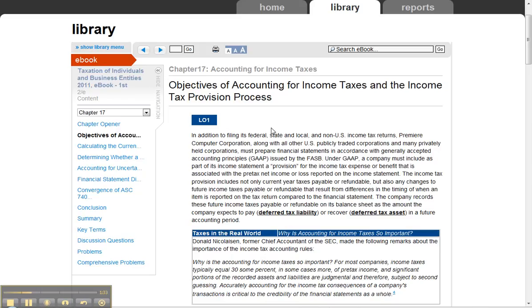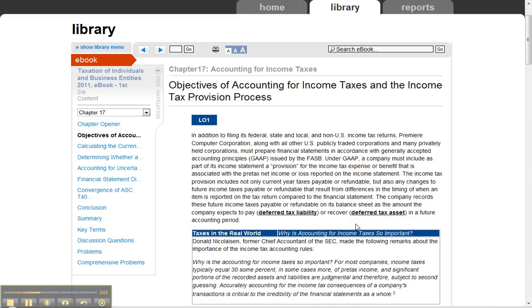The second thing that a provision does is it makes you record in the current year any future impact on income taxes because of something that happens this year. All right, and those are called deferred tax liabilities or deferred tax assets. And we'll get into discussing those more as the chapter goes on. But these things arise because of the thing we looked at last chapter called timing differences or temporary differences.